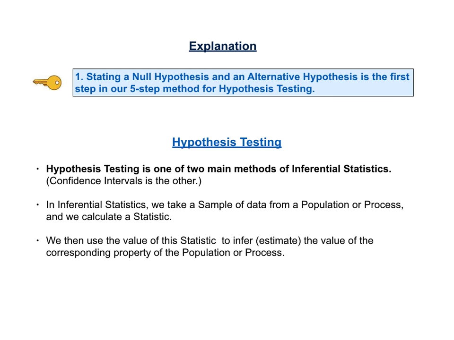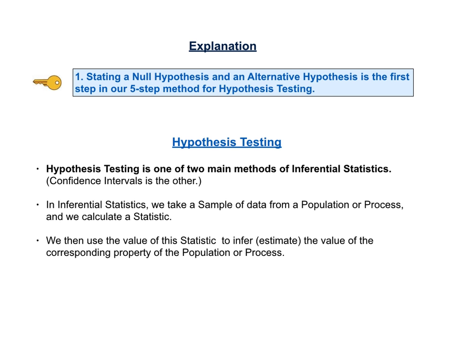Our first key to understanding, KTU number 1, says stating a null hypothesis and an alternative hypothesis is the first step in our 5-step method for hypothesis testing. But what is hypothesis testing? Hypothesis testing and confidence intervals are the 2 main methods used in inferential statistics.